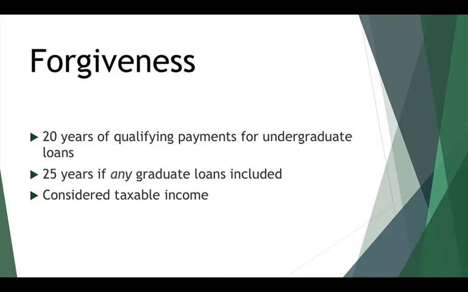Forgiveness under revised pay-as-you-earn is a little bit different than it is under pay-as-you-earn. There's a 20-year forgiveness period if you're repaying only undergraduate loans. If there are any graduate loans involved at all, that forgiveness period is extended to 25 years. So basically, you enter the program. If you're only repaying undergraduate loans, if you still have a balance remaining after making monthly payments based on your fluctuating annual income, if you still have a balance remaining after 20 years, the government will forgive it. But that amount is considered taxable income, so make sure to keep that into account.